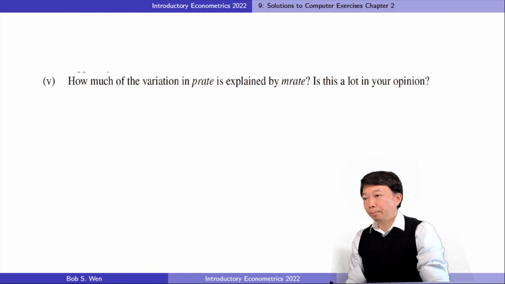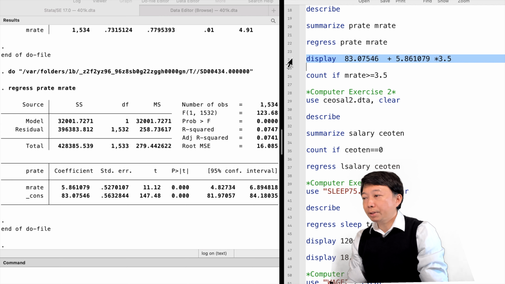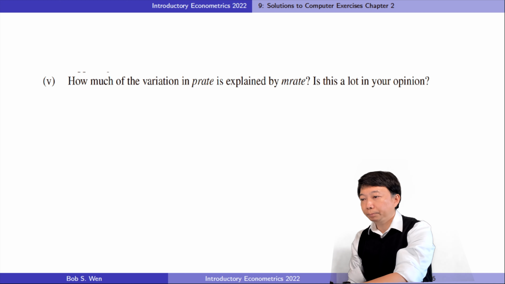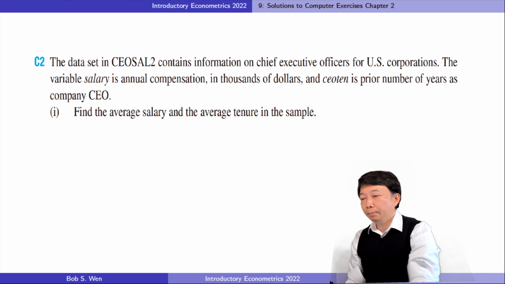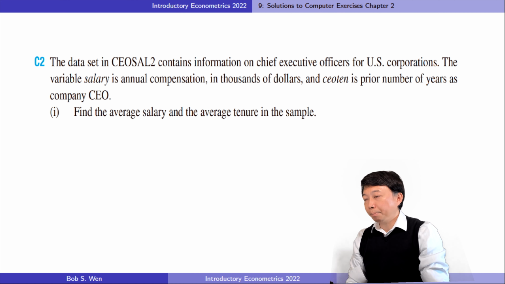The fifth question. The R squared is 0.075, meaning that only 7.5% of the variation in the workers' participation rate can be explained by the variation in the firm's match rate. It is a low R squared. It suggests that the simple linear regression model does not fit the data well. Let's go to the second computer exercise.